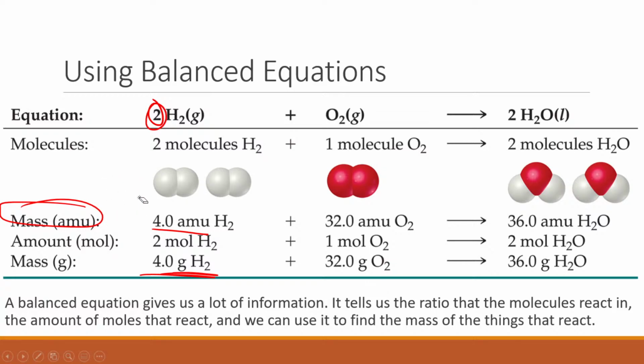So, 4 AMU's worth of hydrogen and 32 AMU's worth of oxygen makes 36 AMU's worth of water. Or alternatively, take those AMU's and make them grams. Scale it up to talk about moles. 4 grams of hydrogen, 32 grams of oxygen make 36 grams of water.